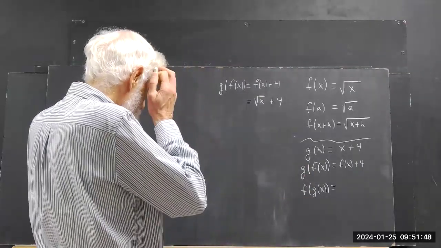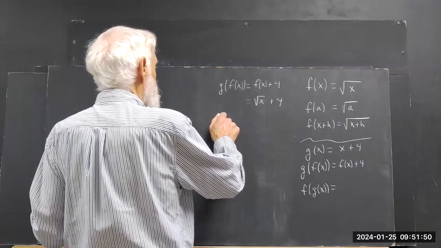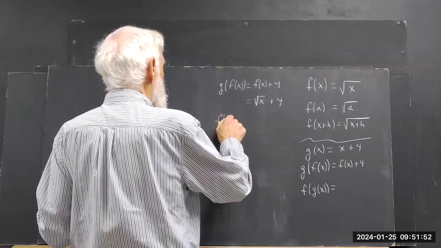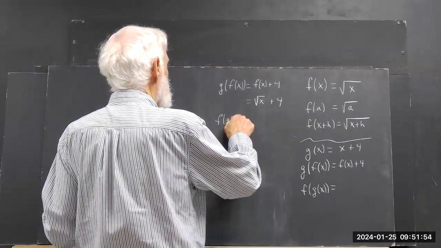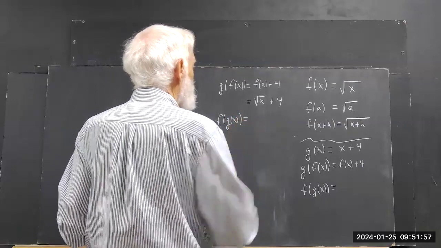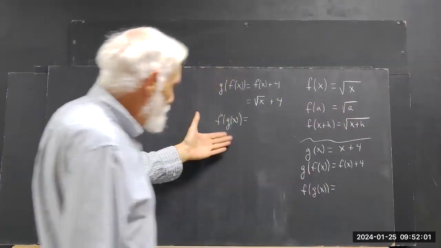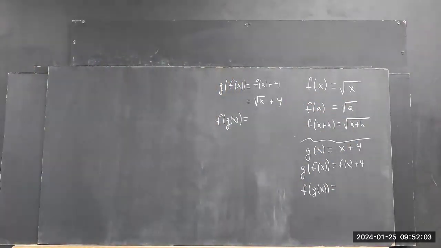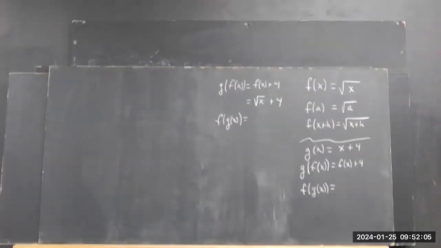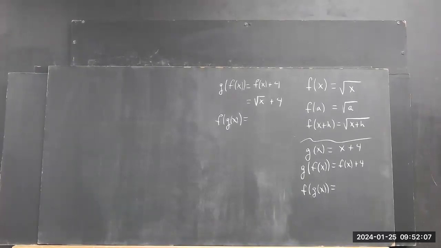Okay. Now, what would you do then with f of g of x? Using the definition of f of x, what are you going to get? Now, there are two steps. You use the definition of f of x, then use the definition of g of x. You do it in the opposite direction too, but we're going to do it just one way right now.